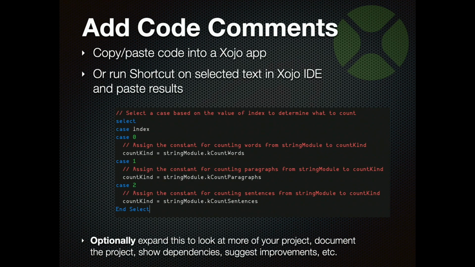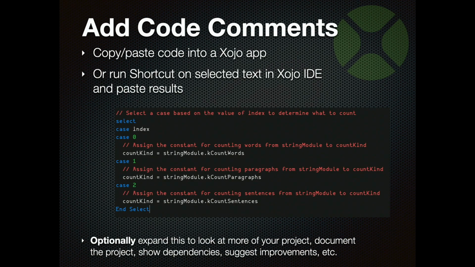So this is one for basically adding code comments. So this is interesting. It's actually an advantage for using the shortcut, because we have two ways we can use this. One way is we can basically copy paste the code from the Xojo IDE into a Xojo app, which I'll demonstrate. If we do the first one, we get the advantage of it's running inside a Xojo app, so we can do pre and post processing to the content.